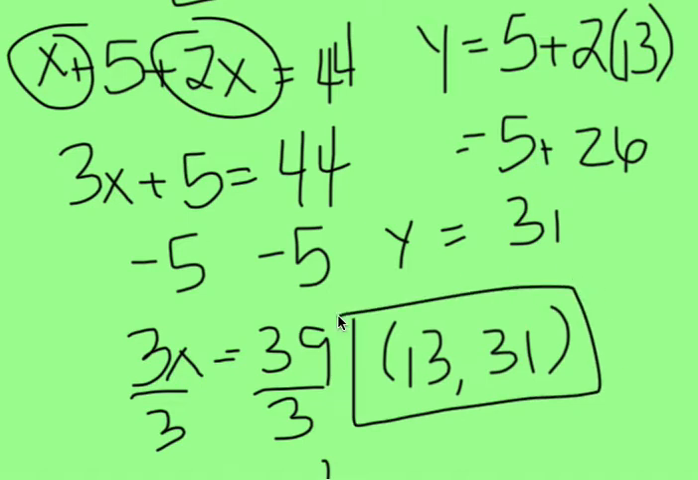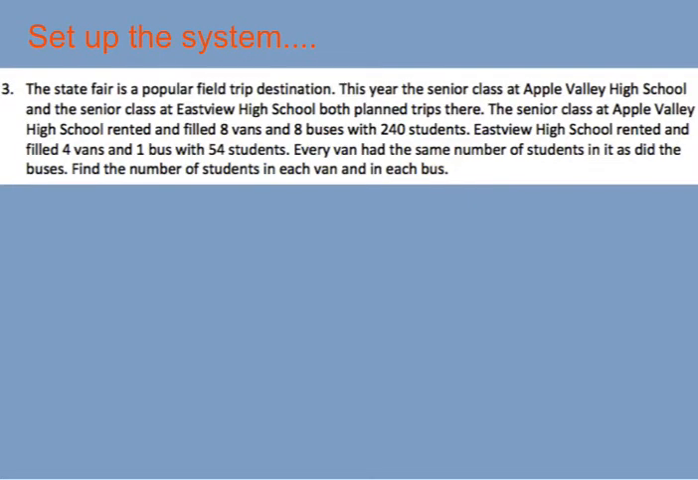Okay? Next, let's take a look at number 3. So taking a look at number 3, it says the state fair is a popular field trip destination. The senior class at Apple Valley High School and the senior class at Eastview High School both planned their trips there. The senior class at Apple Valley High School rented and filled 8 vans and 8 buses with 240 students. Eastview High School rented and filled 4 vans and 1 bus with 54 students. Every van had the same number of students in it as did the buses. Find the number of students in each van and in each bus.